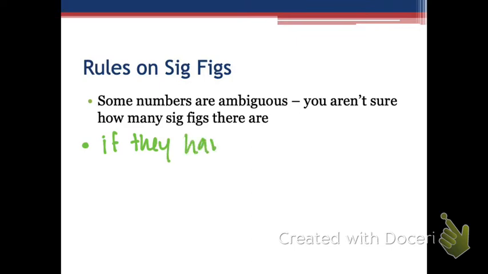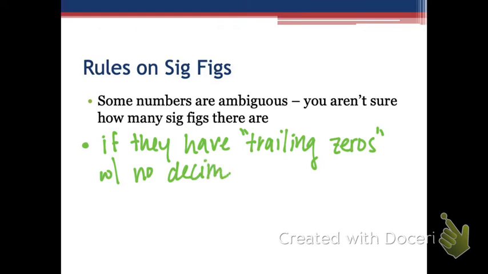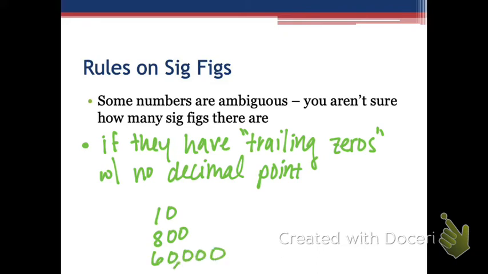So if they have trailing zeros with no decimal place. Okay. So if a number has what I call trailing zeros with no decimal point, that would be what we consider ambiguous. Okay. And so examples would be 10, 800, 60,000, right? Do you see how all of those have zeros at the end, but no decimal point? Are we seeing that? Yes or no? Okay.